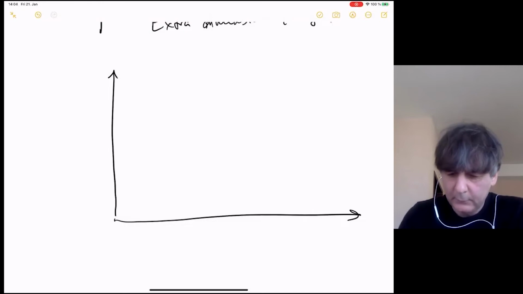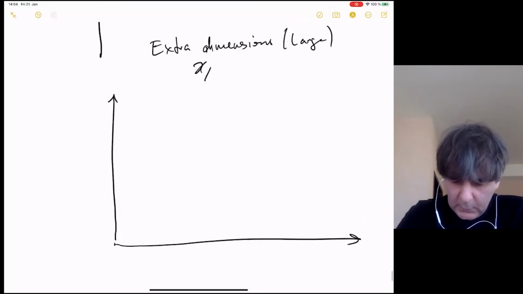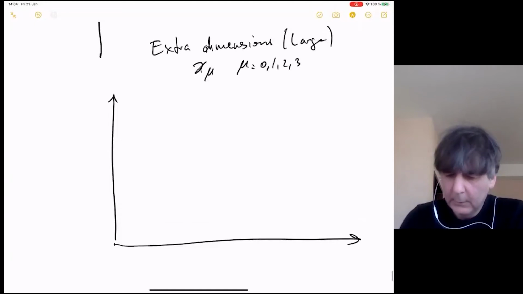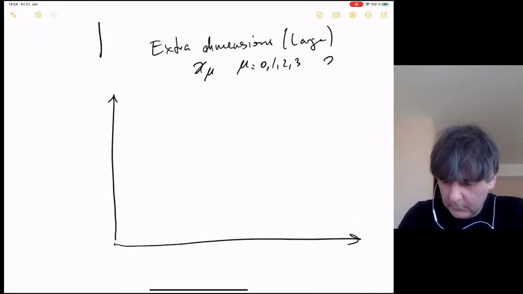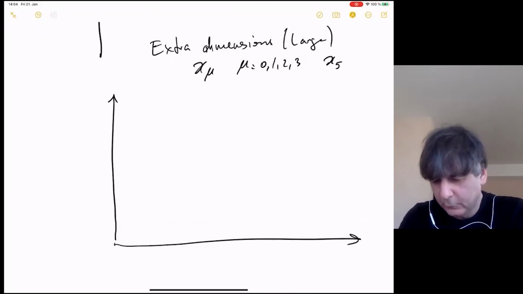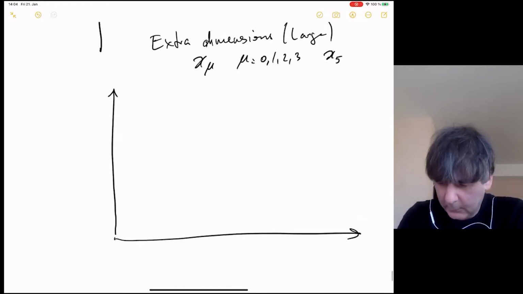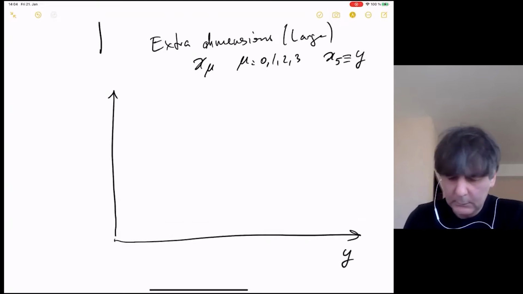So let's say we have a theory in which we have 4 space-time dimensions, x mu, where mu goes from 0, 1, 2, 3, and then we have a 5th dimension. Let me call it x5, not x4, to not confuse it with the Euclidean time. We can also denote it by y.